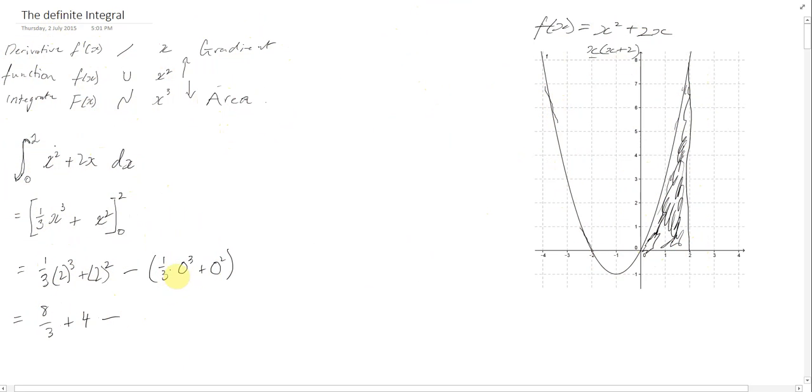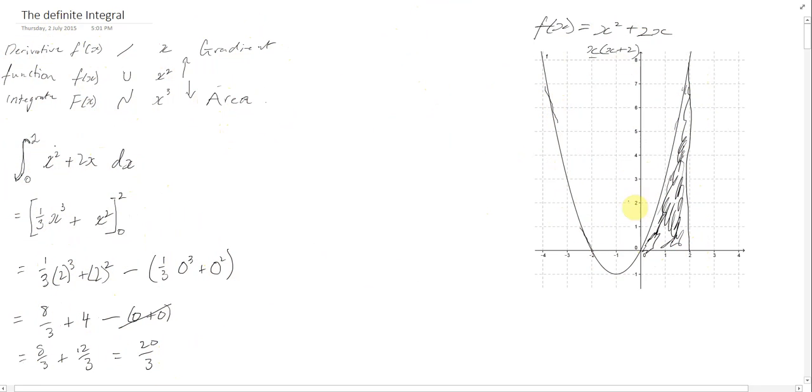Now we've got a third of 0, that's 0. And then 0 squared is another 0. So this whole thing here is 0, and forget about it. So we've got 8 on 3 plus 4. Well, 4 is 12 on 3, so that gives 12 plus 8, 20 on 3. There we go, 20 on 3.